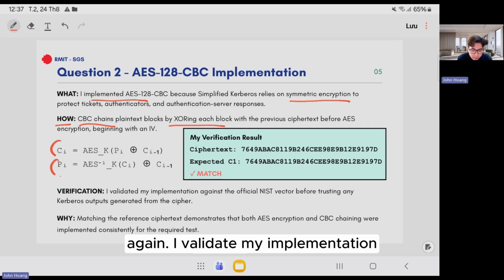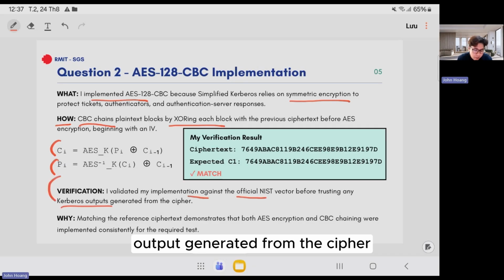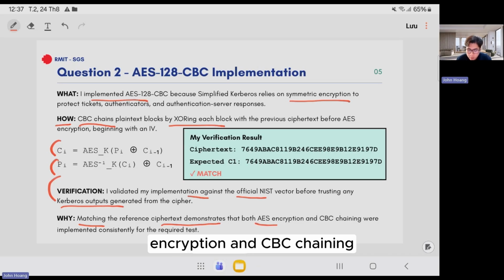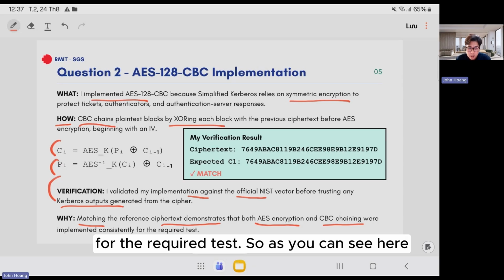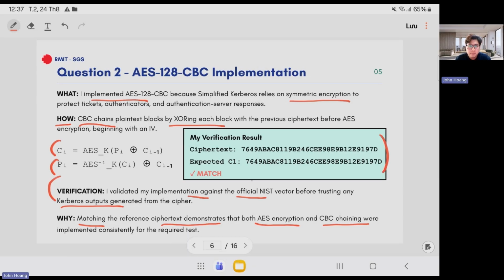I validate my implementation against the official NIST vector before trusting any Kerberos output generated from the cipher, because matching the reference ciphertext demonstrates that both AES encryption and CBC chaining were implemented consistently for the required tests. So as you can see here, the ciphertext and the expected ciphertext are the same, so they match.